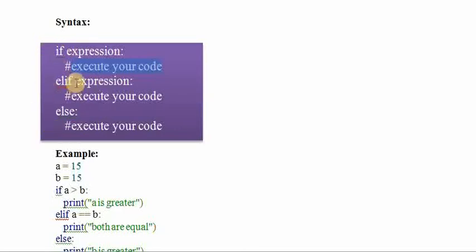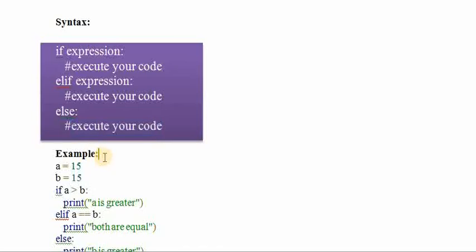Now in the elif expression, it will check the condition. If this condition is found to be true, then it will execute your code. If this condition is also false, then it will go to else and execute your code. Here you are checking three conditions. If you have more than three conditions, then you will use another elif expression. So for multiple cases you will use the elif keyword.